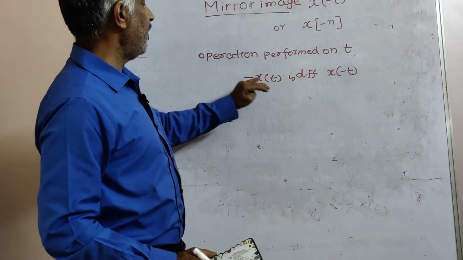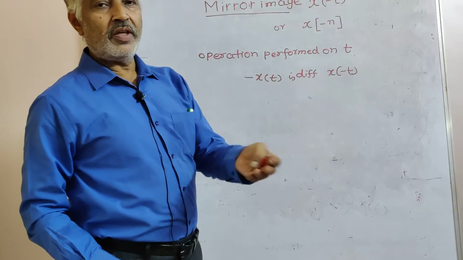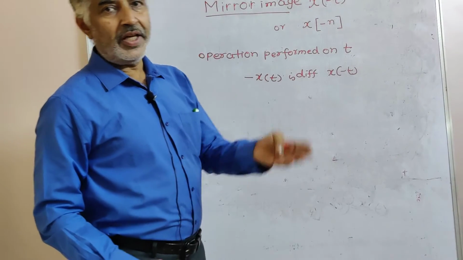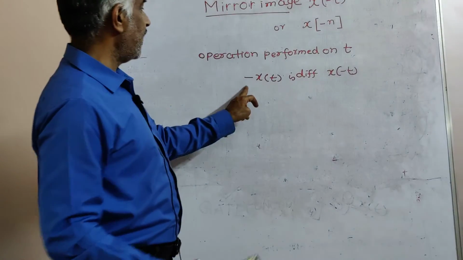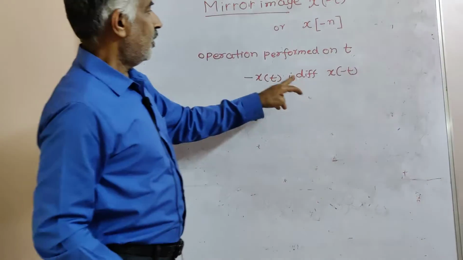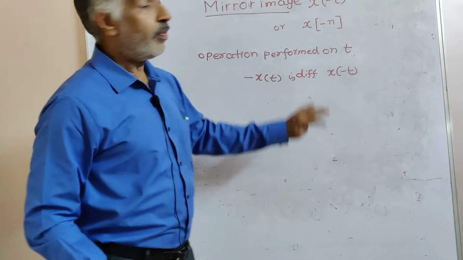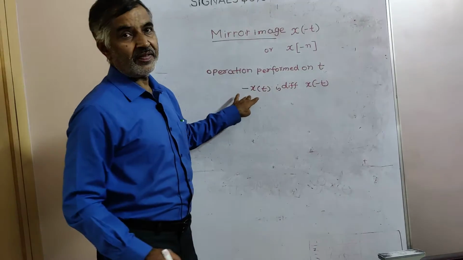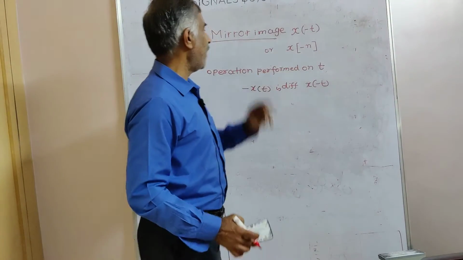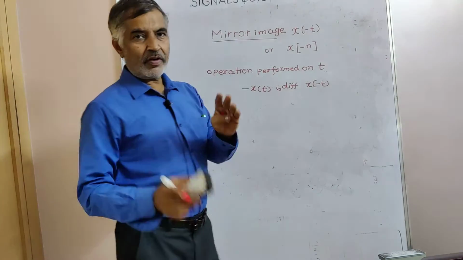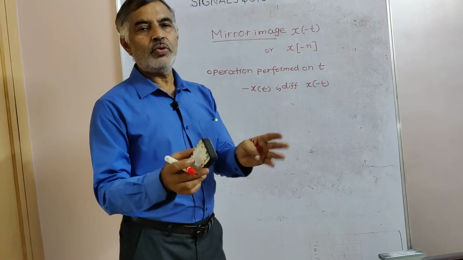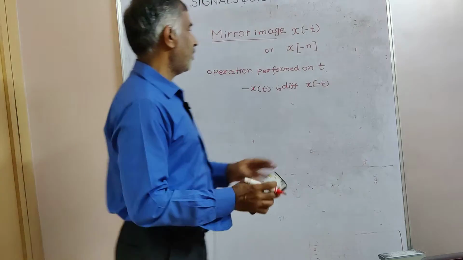Given a signal x(t), its negative is what is called minus x(t). But x of minus t is what is called the mirror image. So mirror image is different from minus of x(t). I will explain. Now I will take one waveform and ask you to sketch the mirror image.